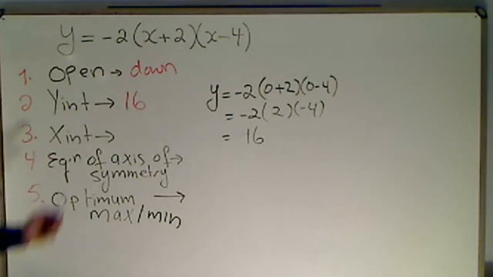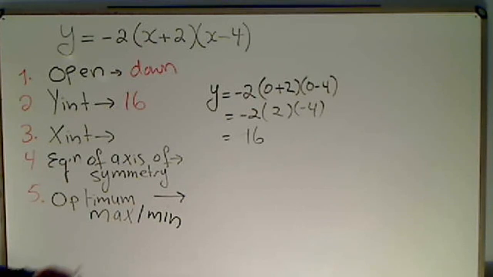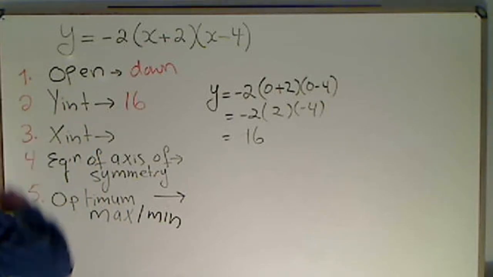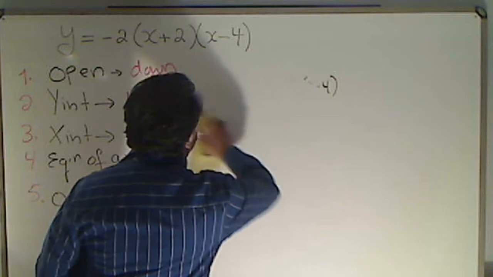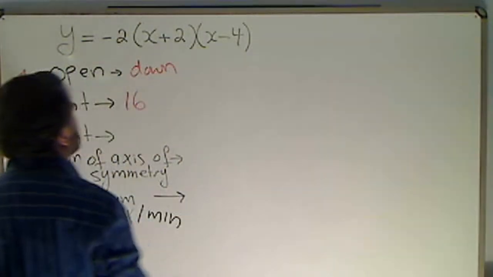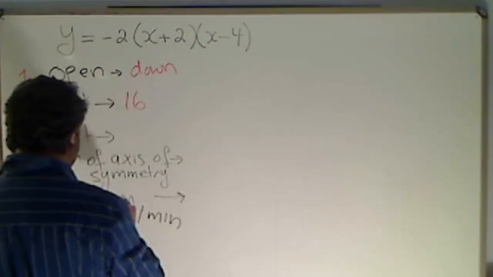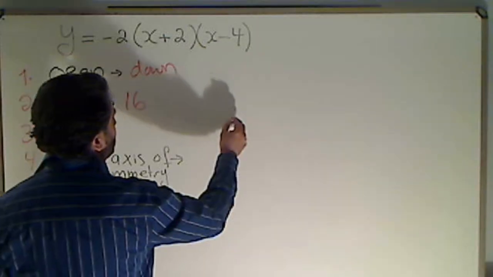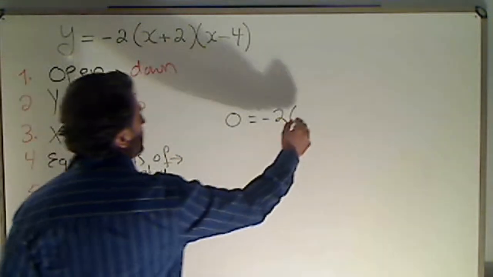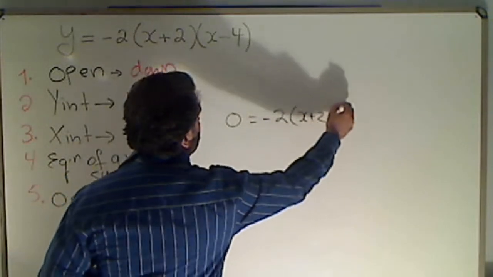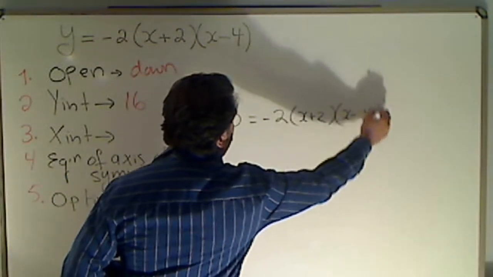How do we determine the x-intercepts or zeros? Since it's in factored form, it's a lot easier to find our zeros and x-intercepts. We substitute for y 0 and we solve for x. So let's do that. Substituting for y 0 and solving for x in the given relation. Negative 2, 0 equals negative 2, bracket open, x plus 2 and x minus 4.